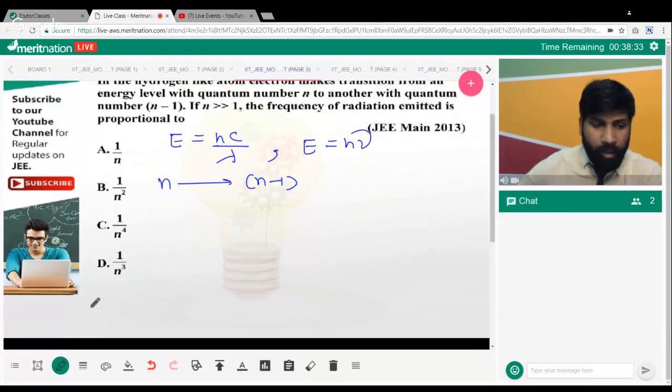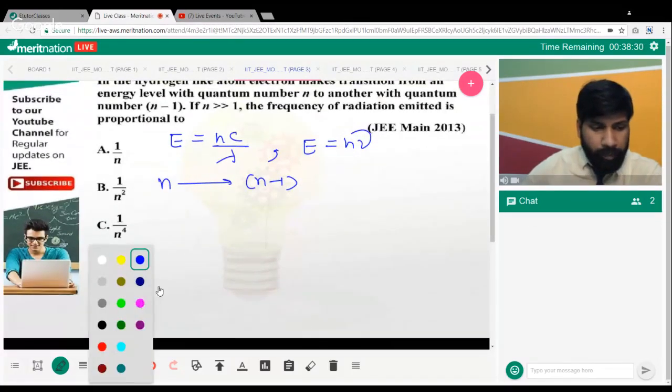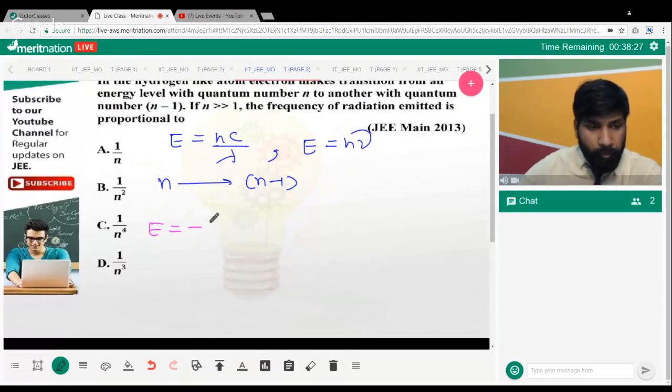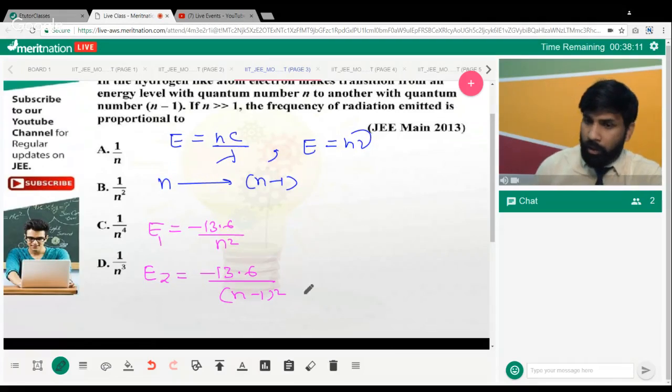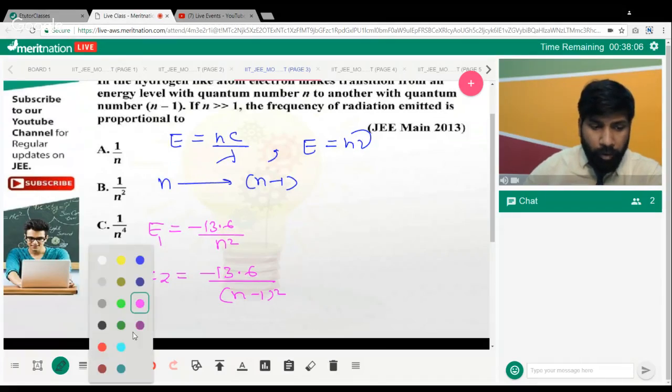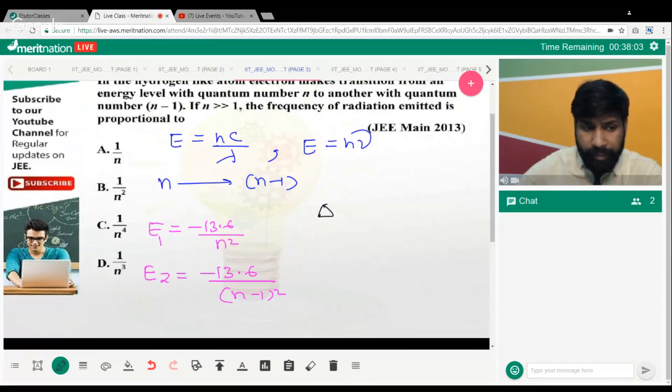Now we know that E is equal to minus 13.6 over n square. Suppose this is E1, which is minus 13.6 over n square. What about E2? E2 is equal to minus 13.6 over n minus 1 whole square. Now we can find delta E. Delta E is equal to minus 13.6 over n square minus of minus 13.6 over n minus 1 whole square.